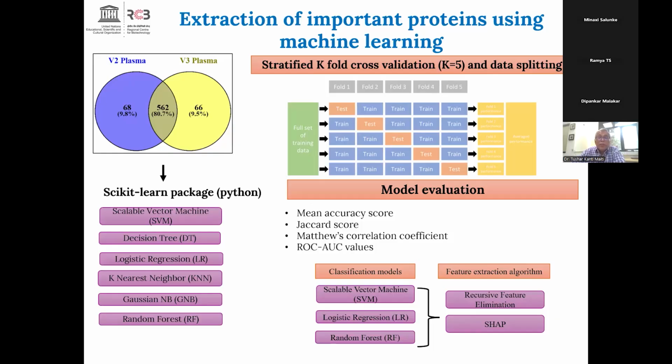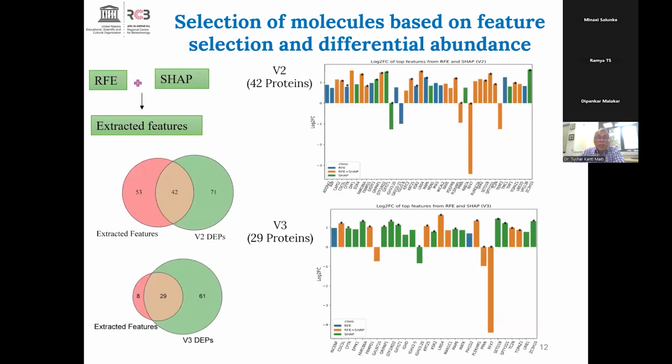Subsequently, the features have been placed for V2 and V3. If we see here, two feature selection extraction methods have been taken, and then we mapped the differential proteomes with the extracted features. Whatever extracted features we have, 53 plus 42, these are the extracted features, and we have the differential proteome.